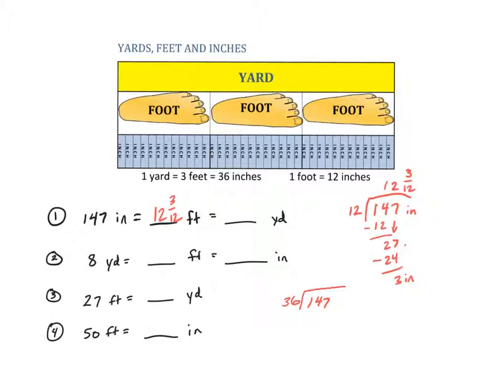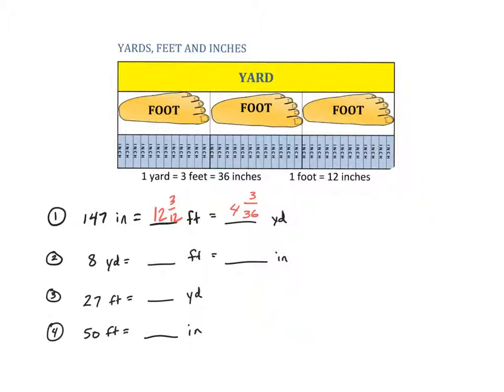And this is where you're going to have to do some side math here. I'm going to approximate and say this is probably about 4. So I'm going to test what is 36 times 4. That's 144. So it looks like it's going to be 4 yards, and then I have 3 inches left over. So I have 4 and 3 inches out of 36 that it takes to make yards, so 4 and 3/36 of a yard.